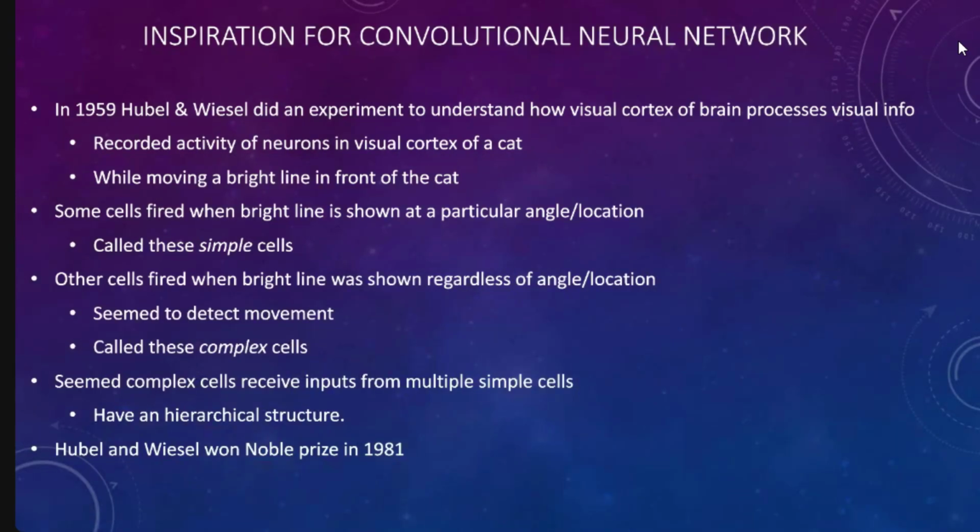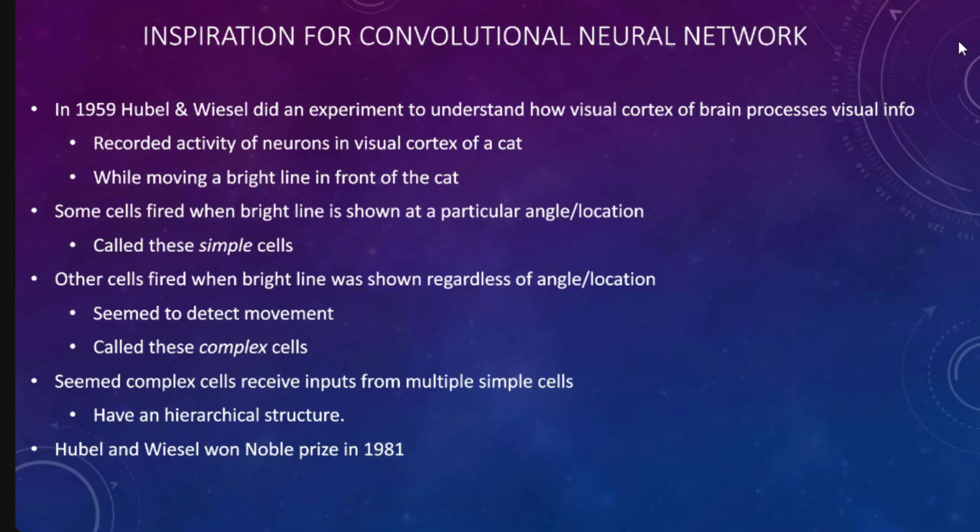The cat was shown patterns of light, especially a bright line or bar moving across a screen at different orientations and positions. The key observation from their experiments was that they observed two types of cells. The very first one is the simple cell, which responded, or we can say the neurons fired, only when the bright line was shown at a specific orientation, like vertical, horizontal, or diagonal, and at a specific position in the visual field. So this means they were sensitive to edges and orientation. They act more like edge detectors.